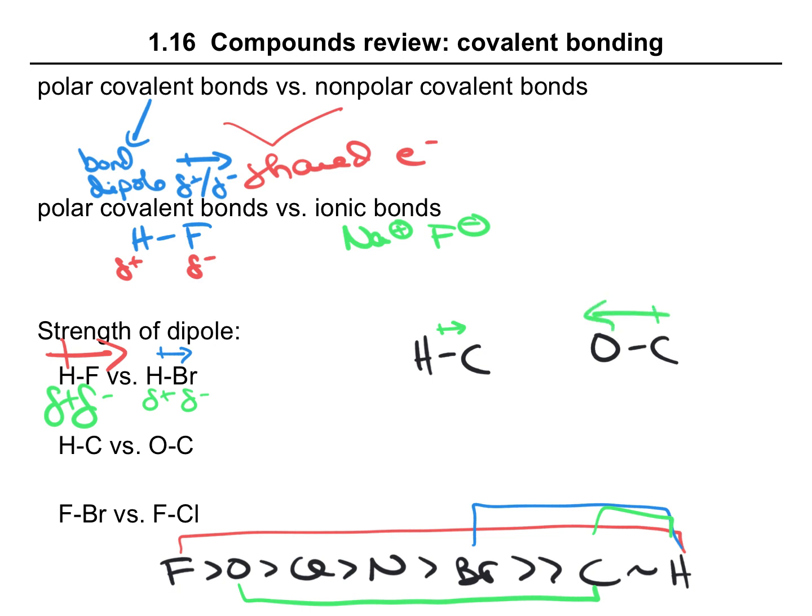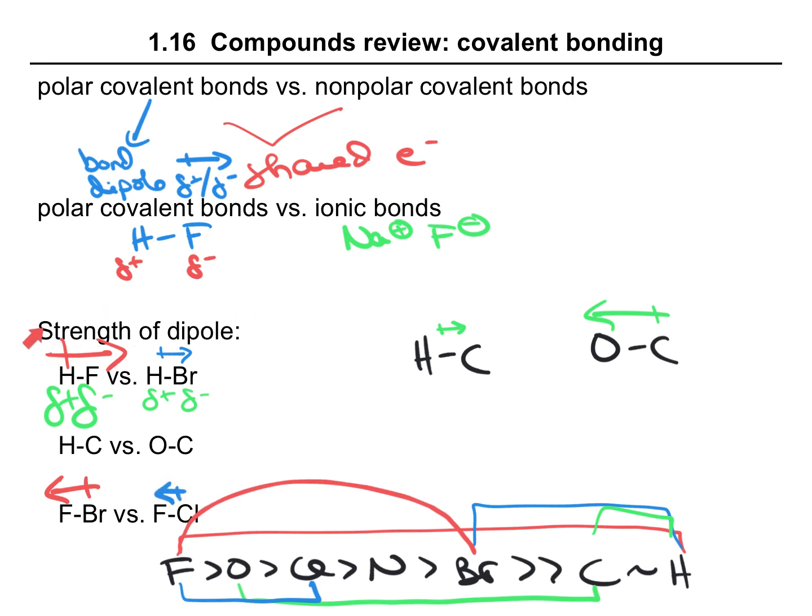And then finally, if we look at FBr versus FCl, F compared to Br, fluorine is much more electronegative. So here we're going to have a significant dipole, whereas F compared to Cl, fluorine is the most electronegative, but chlorine is still pretty electronegative as well. So it's not going to let fluorine steal as much electron density. So here we're going to have a smaller dipole.